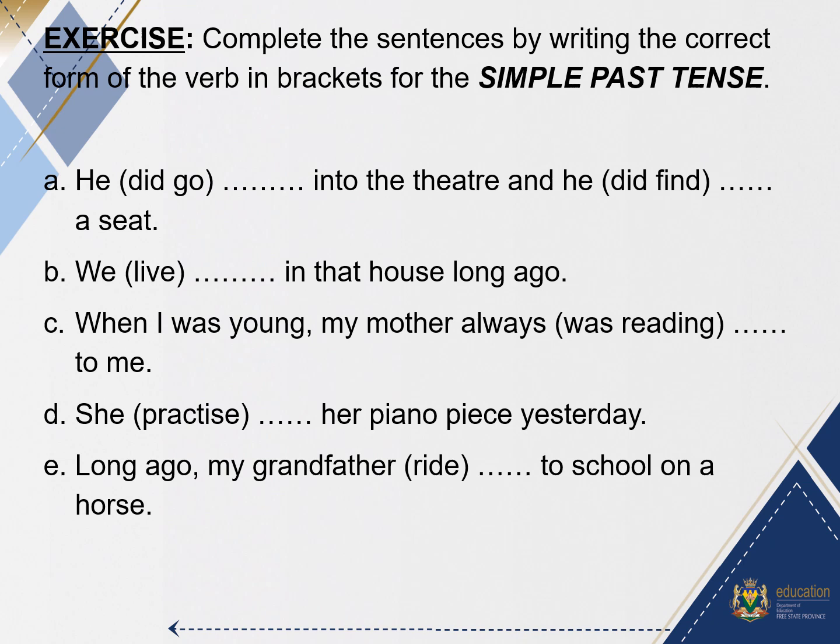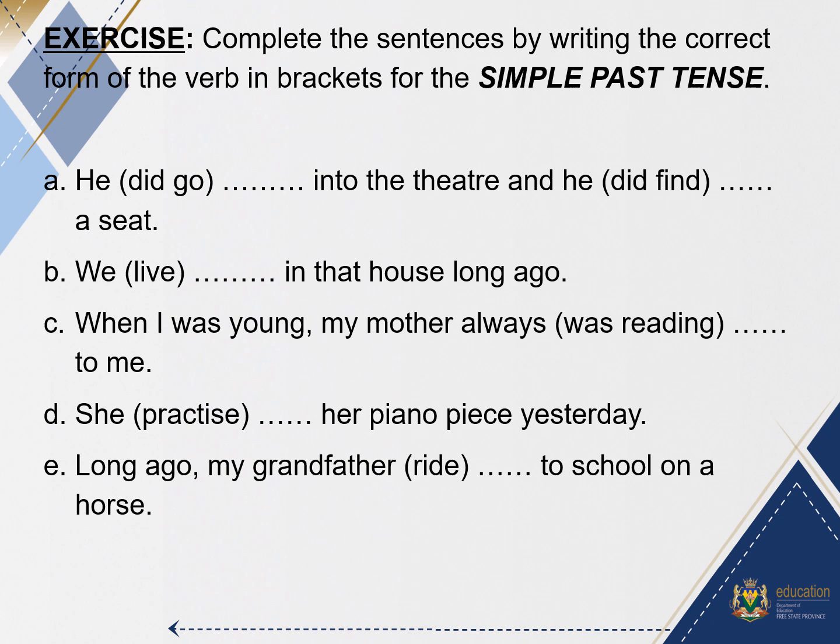Now you see something like, he did go into the theater and he did find a seat. Now you think, oh, I don't know what to do. It's very simple. He went into the theater and he found a seat. We live in that house long ago. It's past tense, so we say we lived. You'll notice that with these exercises, they give you, and these aren't ellipsis dots because it's not just 3 dots, a place to write in. It's only one space, so you're only using one word here.